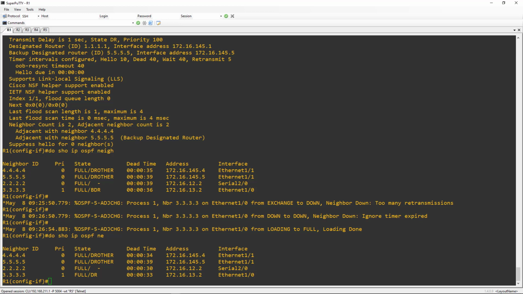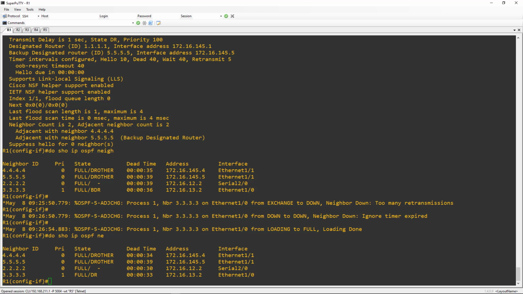All right? So I could potentially come into an interface, for example, and change the network type, thinking I'm fixing maybe a DR-BDR election problem or whatever, but I might inadvertently break OSPF because the timers don't match. Say, for example, in this case, R2 is on a point-to-point link. Now, I could come into R2 and set it to point-to-multipoint, right? If I do a show IP OSPF interface, serial 20 is point-to-point. These are the timers.